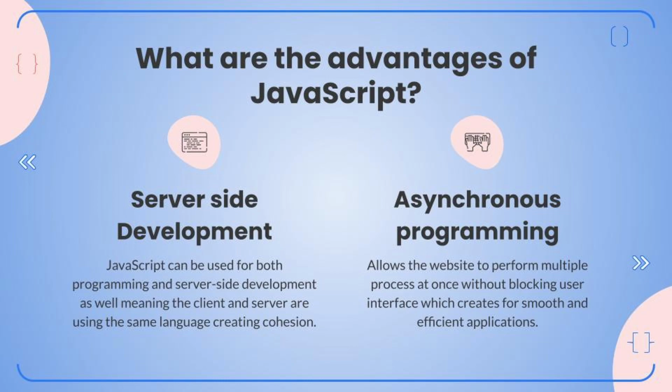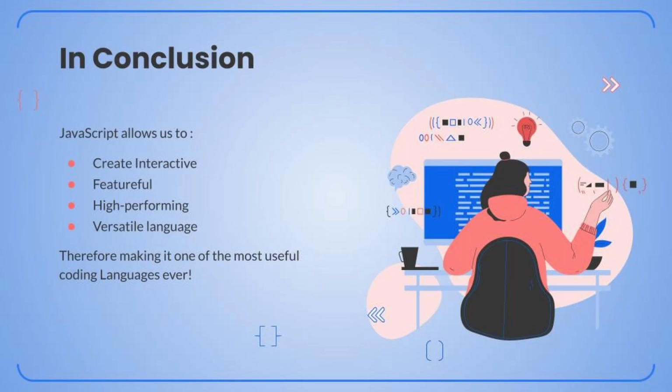Finally, JavaScript supports asynchronous programming, allowing websites to perform multiple operations simultaneously without blocking the user interface. This is crucial for creating smooth and efficient applications. In conclusion, JavaScript allows developers to create interactive, featureful, and high-performing web applications. JavaScript continues to evolve and become more versatile, making it an indispensable tool.